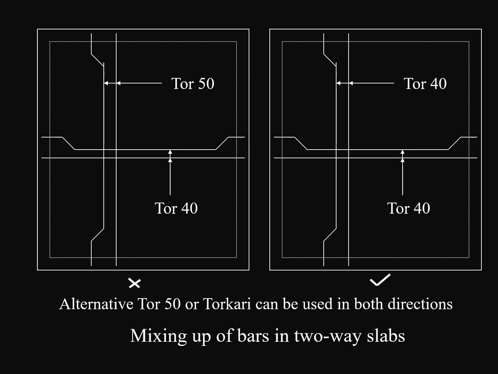Don't try to use 2 grades of steel in the same RCC section. This is shown for slab. In the first section, TOR 40 and TOR 50, that is TOR 500 and TOR 415, which is generally called TOR 40, are used. But in the second section, TOR 40 is used, which is correct. Never mix up 2 grades of steel in the same section.